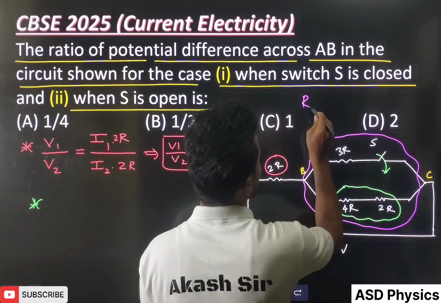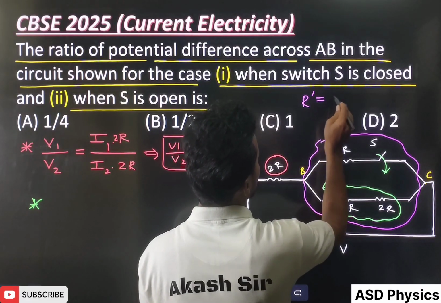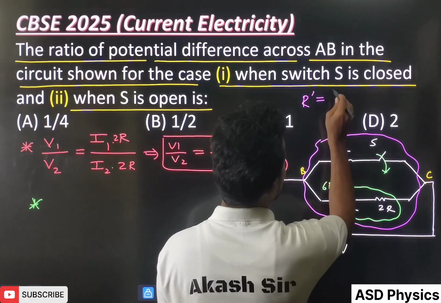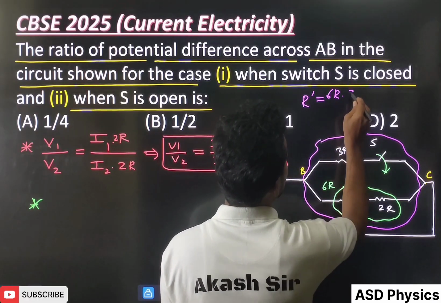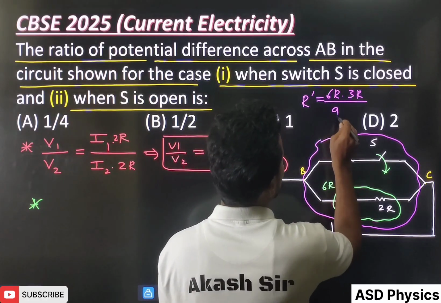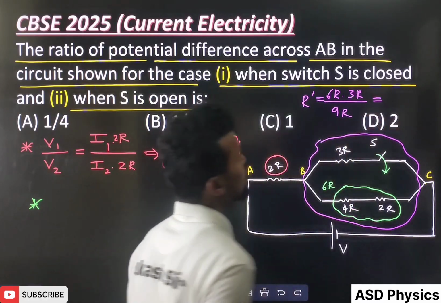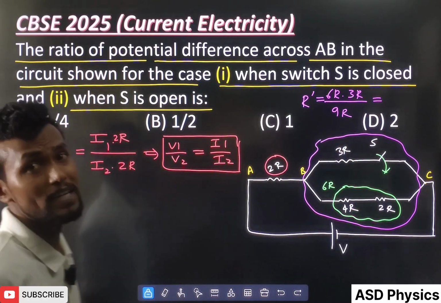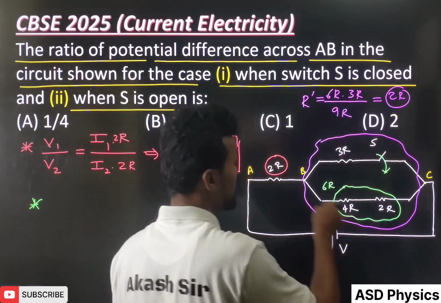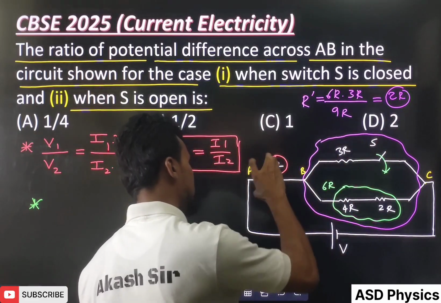In this situation, if I write the R dash, you know the formula R1 R2 by R1 plus R2. So let's take R1 as 6R, R2 as 3R. So 6R into 3R by 6R plus 3R, that means 9R. When you simplify this, 6 into 3, 18R square by 9R. So it will become 2R. So this equivalent is coming 2R. This is 2R and this is also 2R.